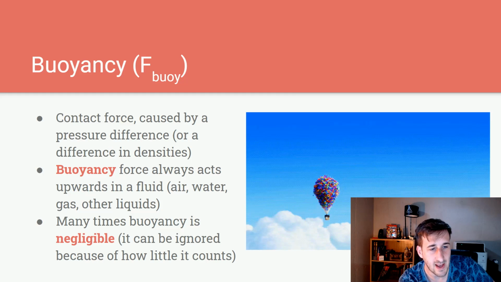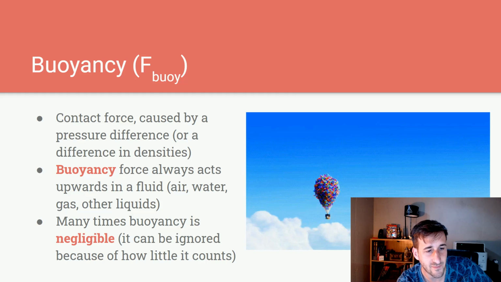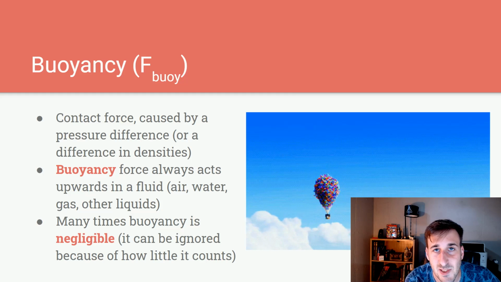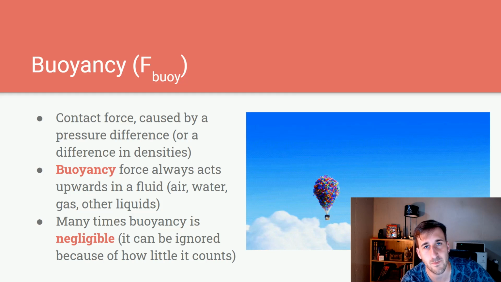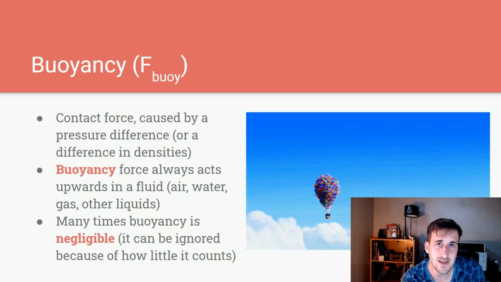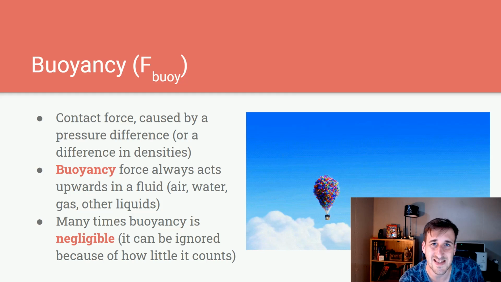And actually this is the last slide. I added this slide on after I taught some of you guys, so I forgot this one. So buoyancy, which I use just F-buoy, it's a contact force as well, caused by a pressure difference or a difference in density. If you get to AP Physics 2, you'll learn all about how buoyancy works. But for now, just understand that if you have an object that is less dense than something else, it's going to experience a significant buoyant force. And that buoyant force always acts upwards in a fluid. So whether you're in air, water, gas, or other liquids.